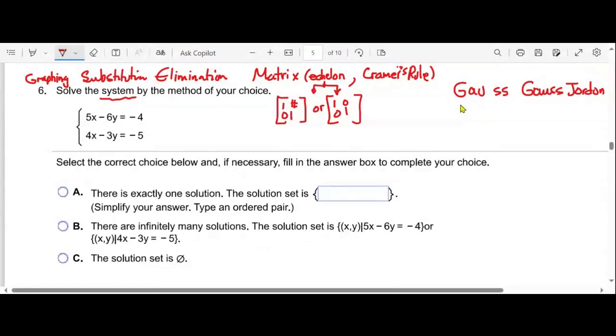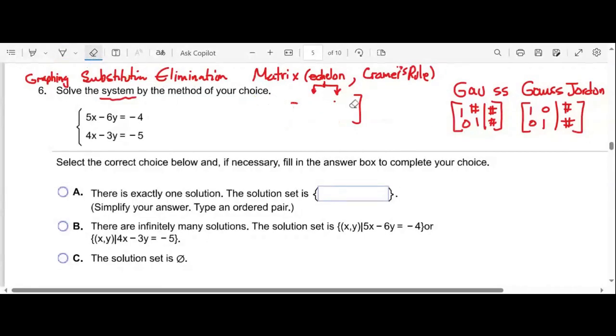Which one exactly, doctor? Gauss is what? 1 1 and then 0 and a number here, right? We took this before, right? Yeah. Let's now use it.